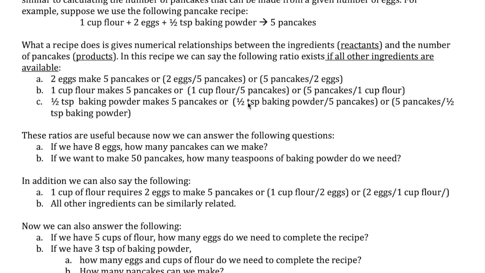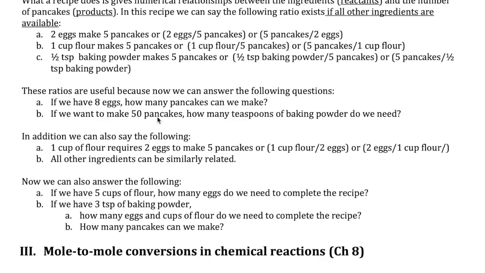Now, this is useful because we can now write it as a conversion factor. The conversion factor would look something like this: 2 eggs over 5 pancakes, or we can flip it and say 5 pancakes for every 2 eggs, okay? Now let's see how we can use these conversion factors. Let's say a friend asks you, if I have 8 eggs, how many pancakes can I make? Well, the answer is pretty straightforward, because what you can do is take 8 eggs and multiply that by the conversion factor between eggs and pancakes.